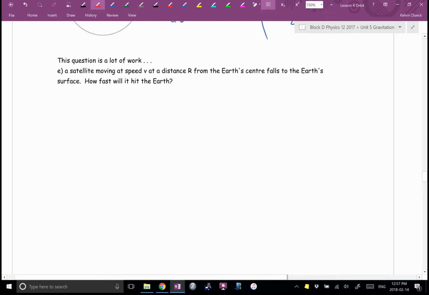We can also look at asteroid impacts. In fact, I'm going to do an entire lesson on that next class. A satellite moving at speed v at a distance big R from the Earth's center falls to the Earth's surface. Caleb, what does this question want me to find? How fast will it hit the Earth? Did it say how much work?